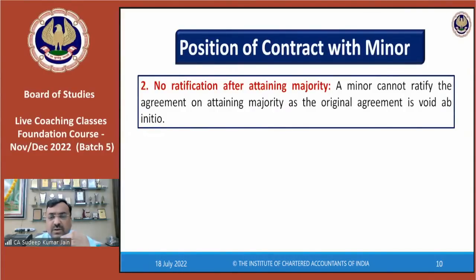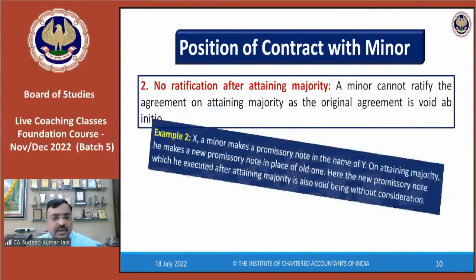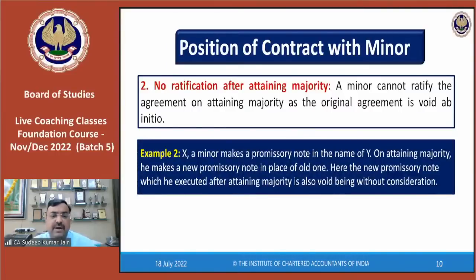If at the time of majority the minor becomes a major, now he wants to say something to confirm that contract which was entered by him in the time of minority, that cannot be confirmed. There will be a new contract when he becomes a major. See the example. X, a minor, makes a promissory note in the name of Mr. Y.